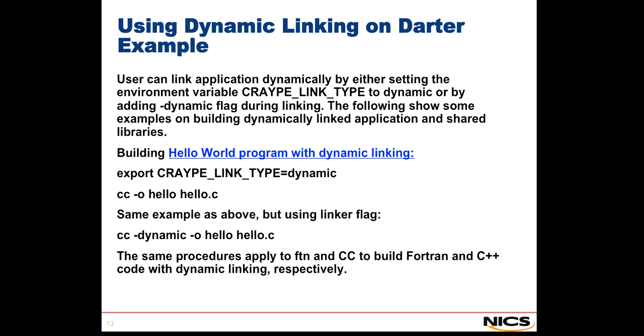And then, in the same example as above, you can use a linker flag, such as cc with dash dynamic as a flag, and then dash o hello hello.c. Then the code can be compiled and dynamically linked on the data. The same procedure applies to ftn and CC to build the Fortran and C++ code with dynamic linking.